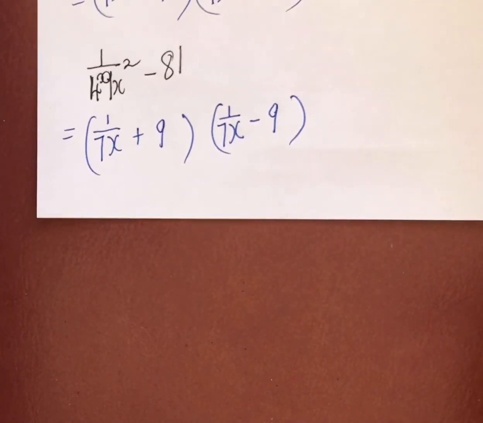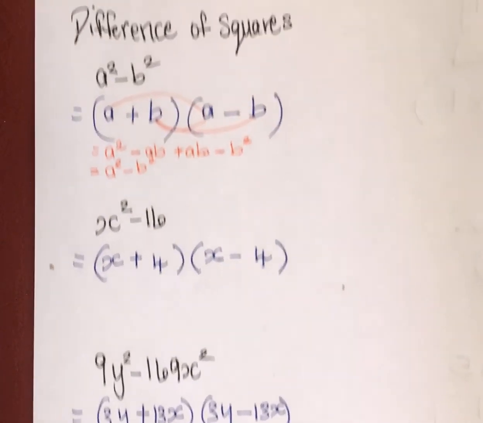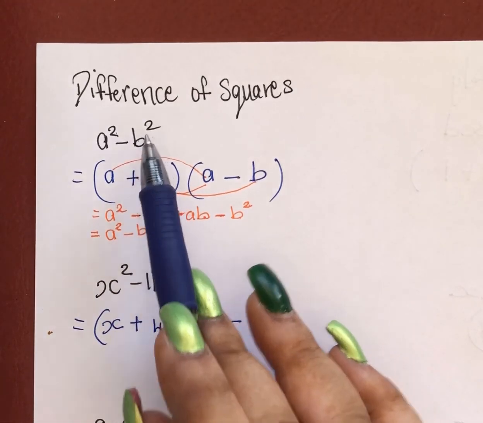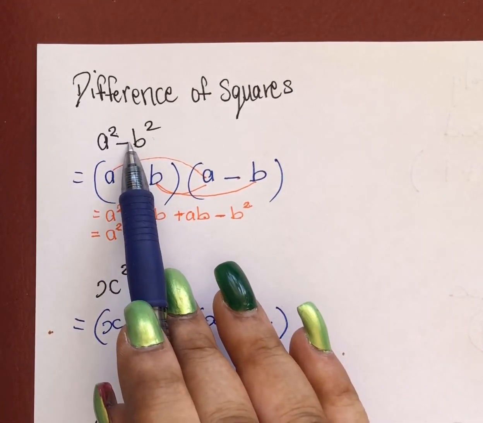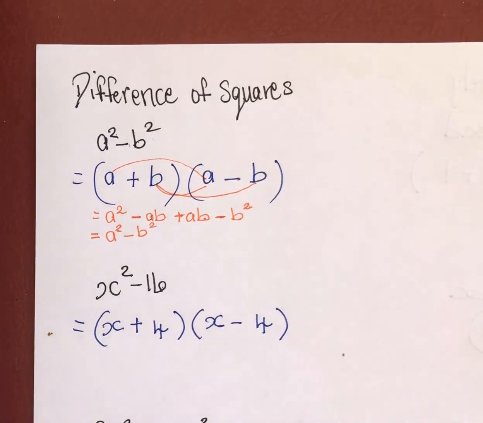So regardless whether you have fractions or whole numbers, you should still be able to find the difference of two squares. And remember the rule. 2 parts, subtraction sign, and we must be able to square those 2 parts. They must be represented in terms of squares, right?